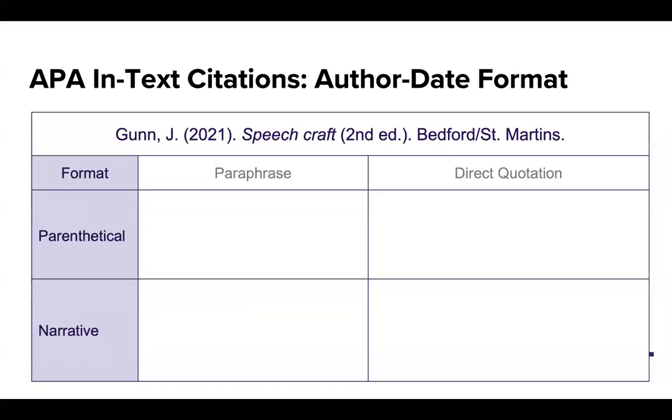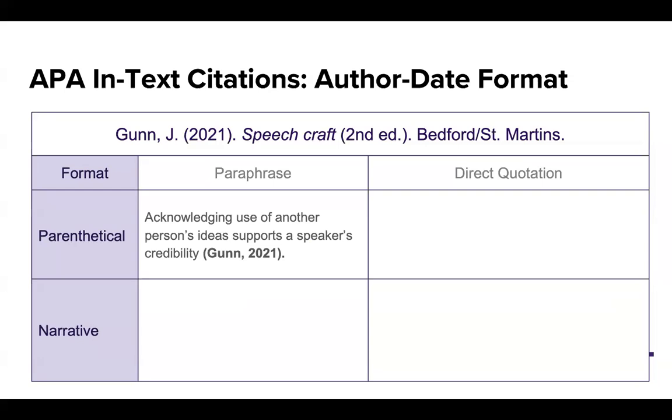And now we keep talking about citations that include author and date, so let's look at what those look like too. Because APA citations usually consist of the author date, we say that they follow author date format. If we look at the reference for Gunn's book here, we can guess that a citation is going to include Gunn's last name and the year 2021. So we're going to look at several different configurations that these author date citations can take.